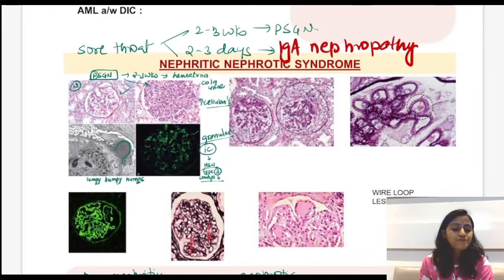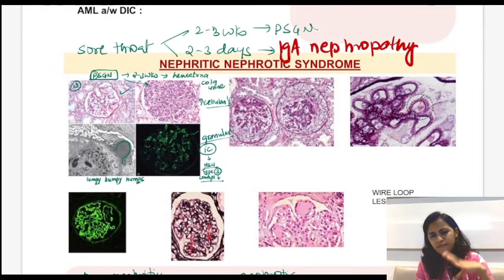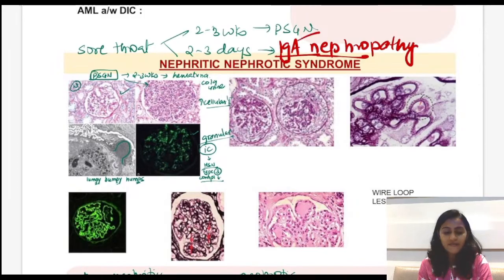Very good, Indu. That is IgA. Alport's may remember: there is going to be a history of anterior lenticonus, there is going to be SNHL. This history I did not give you. So when you have recurrent sore throat followed by recurrent hematuria every time, it is IgA nephropathy, basically, which has IgA deposits.